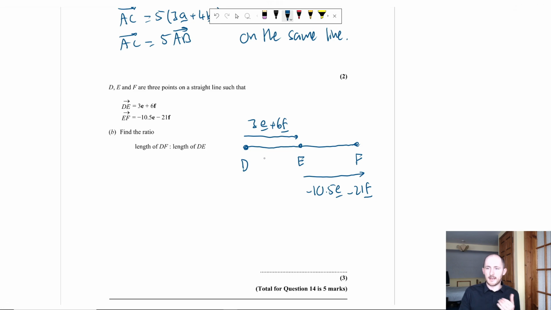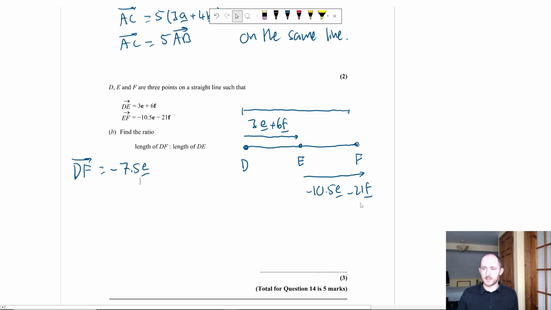It says find the ratio of the length of DF to DE. Well, if I look here, again, imagine it's just the length of a line normally, right? Let's say this here was 5 centimeters, this one was 10 centimeters. To find the total length, you'd add them, right? Same with vectors. So DF is just going to be the sum of these two vectors that we have here, 3e plus 6f minus 10.5e minus 21f. So 3e plus minus 10.5e is minus 7.5e. And then 6f plus minus 21f would be minus 15f.